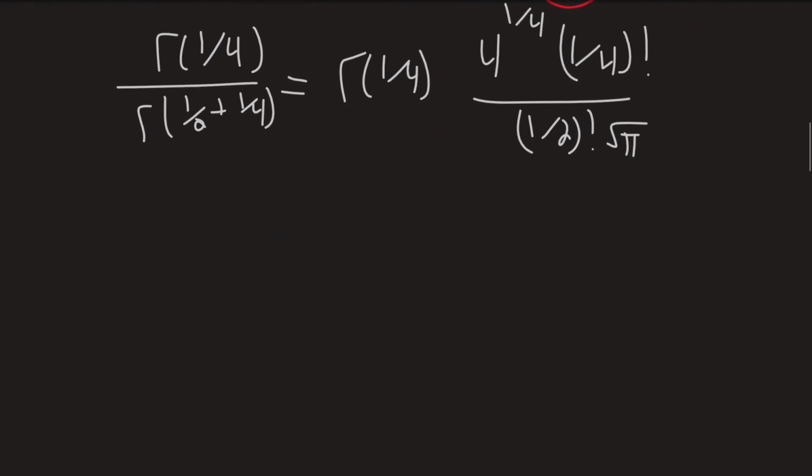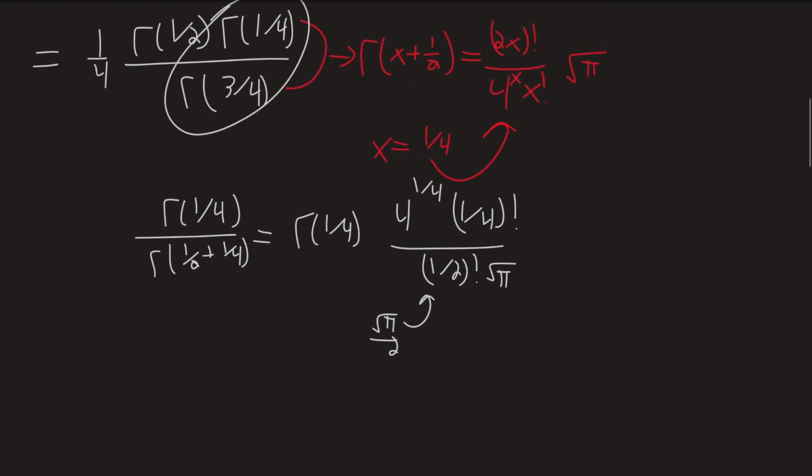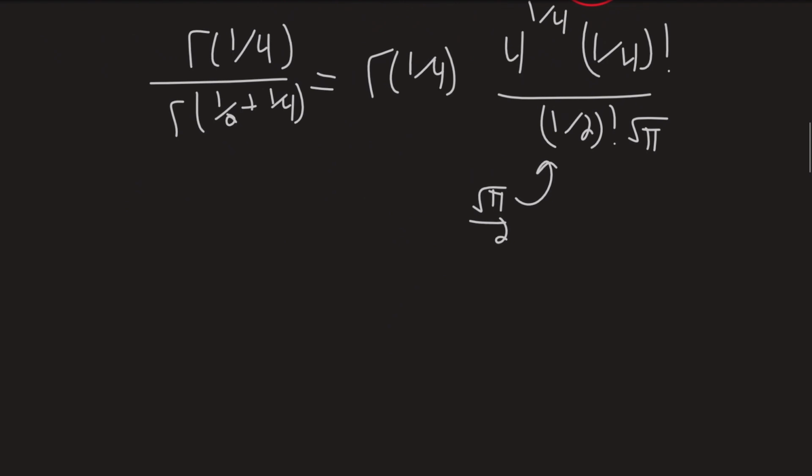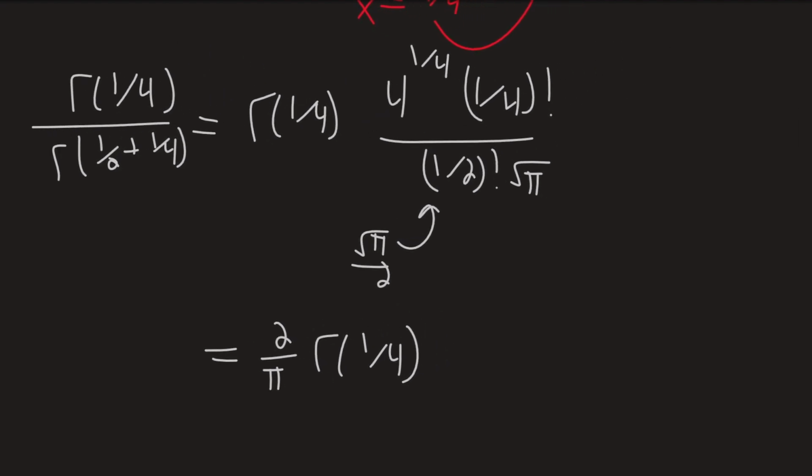And cleaning things up a tiny bit, just to start off with, we know that this right here is just the square root of pi over 2. Did I put the pi in the right place? Yeah, I did. Okay, just want to make sure. So let's clean that up a little bit. We end up getting 2 over pi times gamma of 1/4.